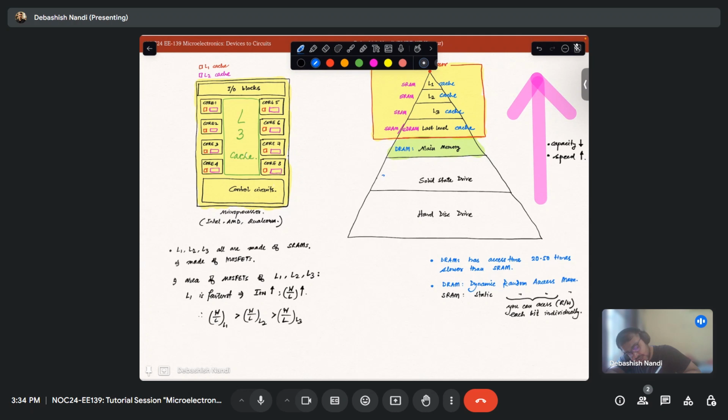So this is basically your 2D and 3D NAND flash memories, and these are basically your magnetic memories. Okay, so let's draw a line. Below this is your volatile memory, and beyond this is your non-volatile memory.